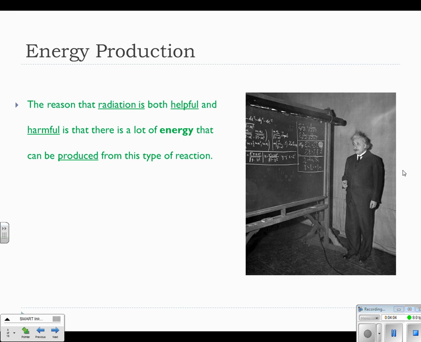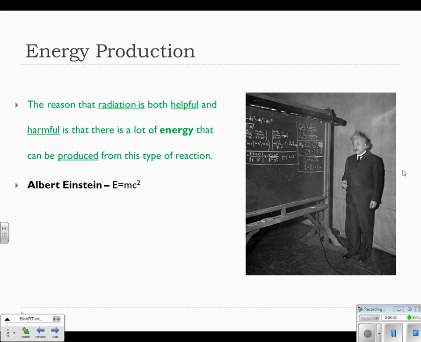So the energy can be used helpfully in power plants. We get some nuclear power from down by Red Wing. There's a nuclear power plant. Harmful, though, could be things like the atomic bomb or if there is a meltdown in a nuclear power plant, like in Japan after they had the tsunami a few years ago.